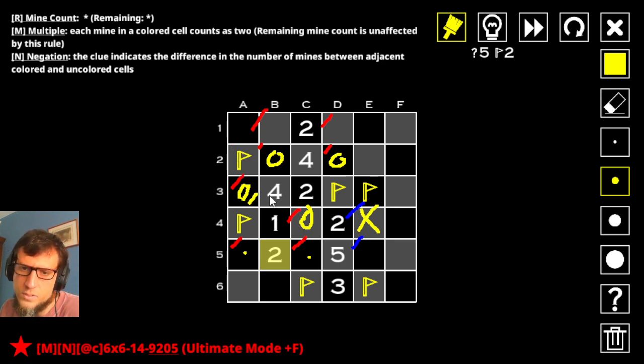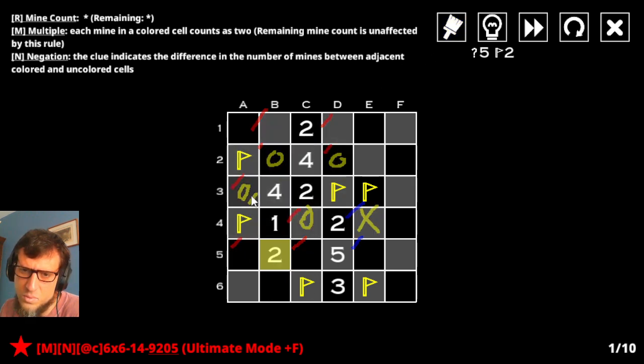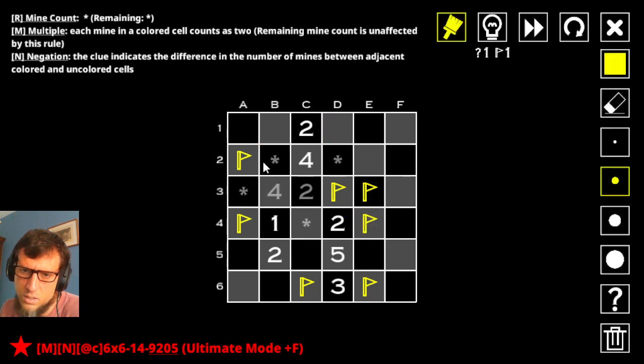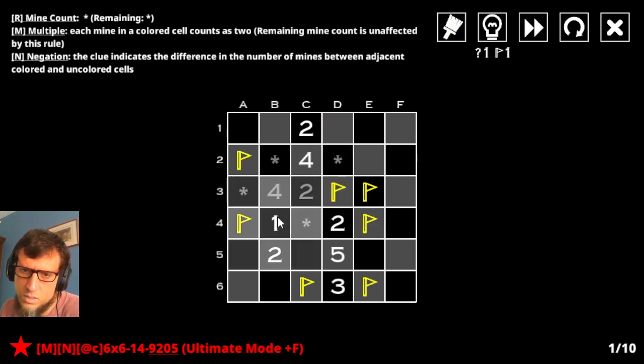Now, okay, so given red markings, we have this. Wait, no. Red markings are impossible. Because if this is a mine, this 2 has like 6 on it, and you can't get 4 this way to cancel that out. So we are looking at that situation. And now all my markings are useless. Okay. So these are one or the other. That forces this to be, and obviously that has to be out. Okay.